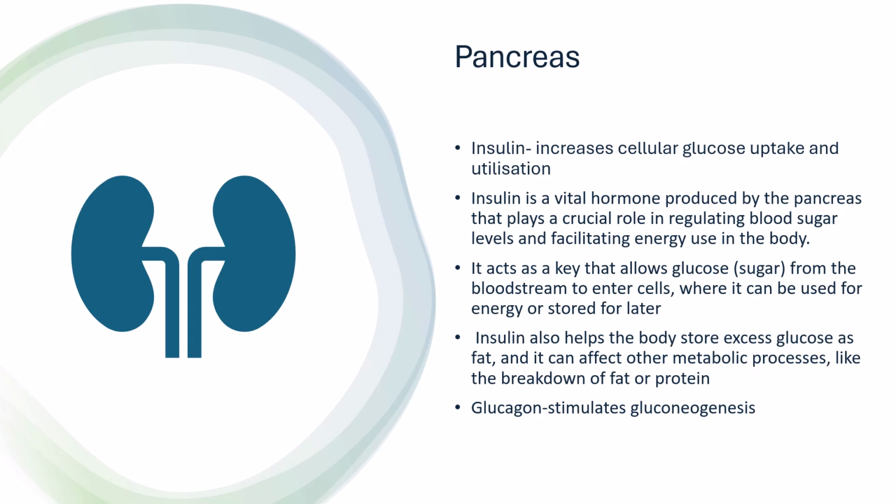Moving on to the pancreas. The pancreas releases two hormones known as insulin and glucagon. Firstly, glucagon stimulates gluconeogenesis. And moving on to insulin, this increases cellular glucose uptake and utilization. It's a vital hormone produced by the pancreas, which plays a crucial role in regulating blood sugar levels and facilitating energy use in the body.